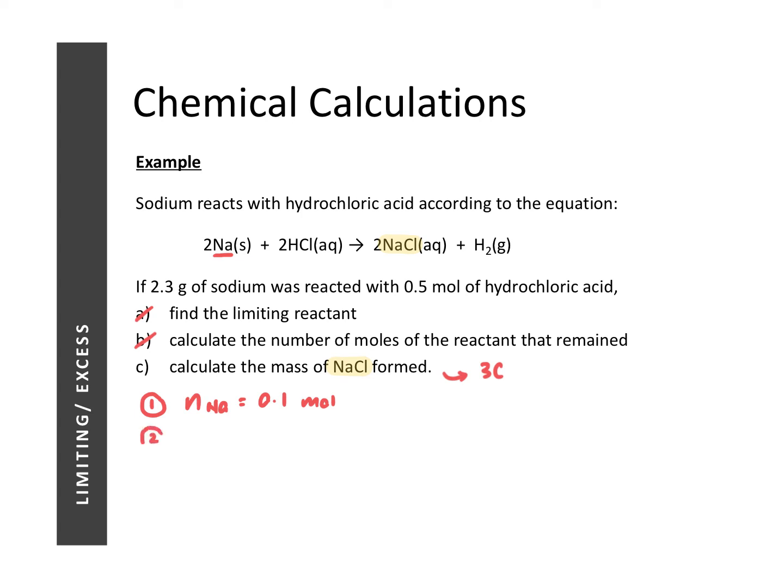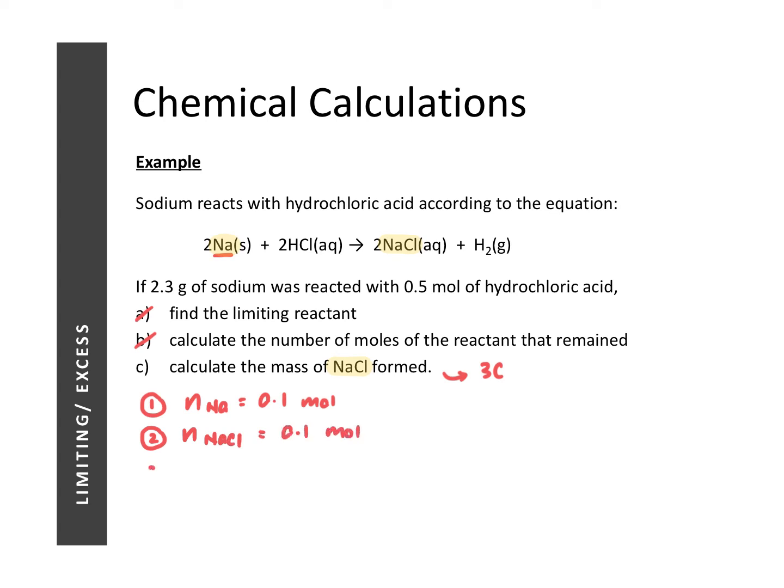The second C is to compare mole ratio. Compare mole ratio between what? Between your limiting reactant and the product that is formed. When you look at the balanced equation, the ratio again is 2:2 or 1:1. So that means that the number of moles of sodium chloride formed would also be 0.1 mole.